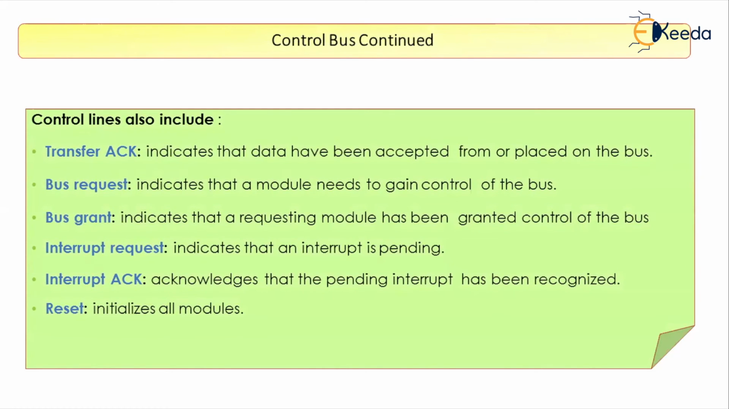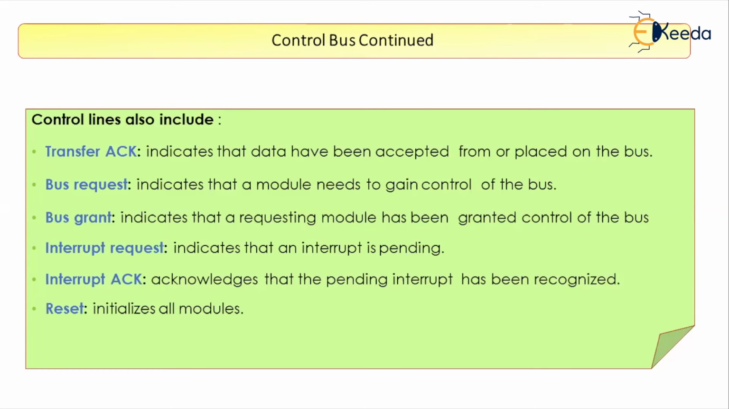Now let us understand what we mean by control lines, or what do you understand by control bus? Now, there are some tasks which are there. For example, the first line, transfer ACK. Transfer ACK indicates that data have been accepted from or placed on the bus. Your data has been acknowledged, data has been accepted from the bus where it is coming. Bus request. It indicates that the module needs to gain control of the bus. Bus grant. It indicates that the requesting module has been granted control of the bus.